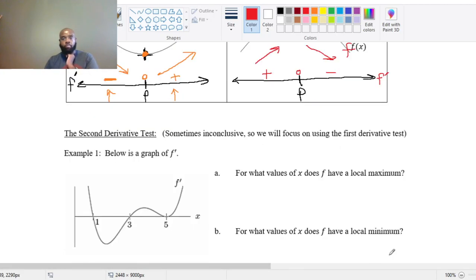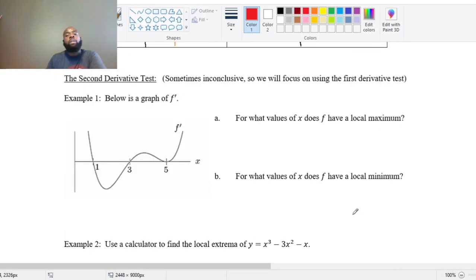This is information about f, and these arrows are about f, whereas my number line holds information about the first derivative. There is also a second derivative test, which allows you to determine if a critical point creates a local max or a local min, but sometimes that test is inconclusive. So I'm going to skip over that test, and we're going to get to some examples where we get used to this stuff. It says below is a graph of f prime. This is the derivative that we see here. I'm looking at the derivative. We would do something totally different if I was looking at just the function, all right? So keep that in mind. So I'm given the graph of the derivative.